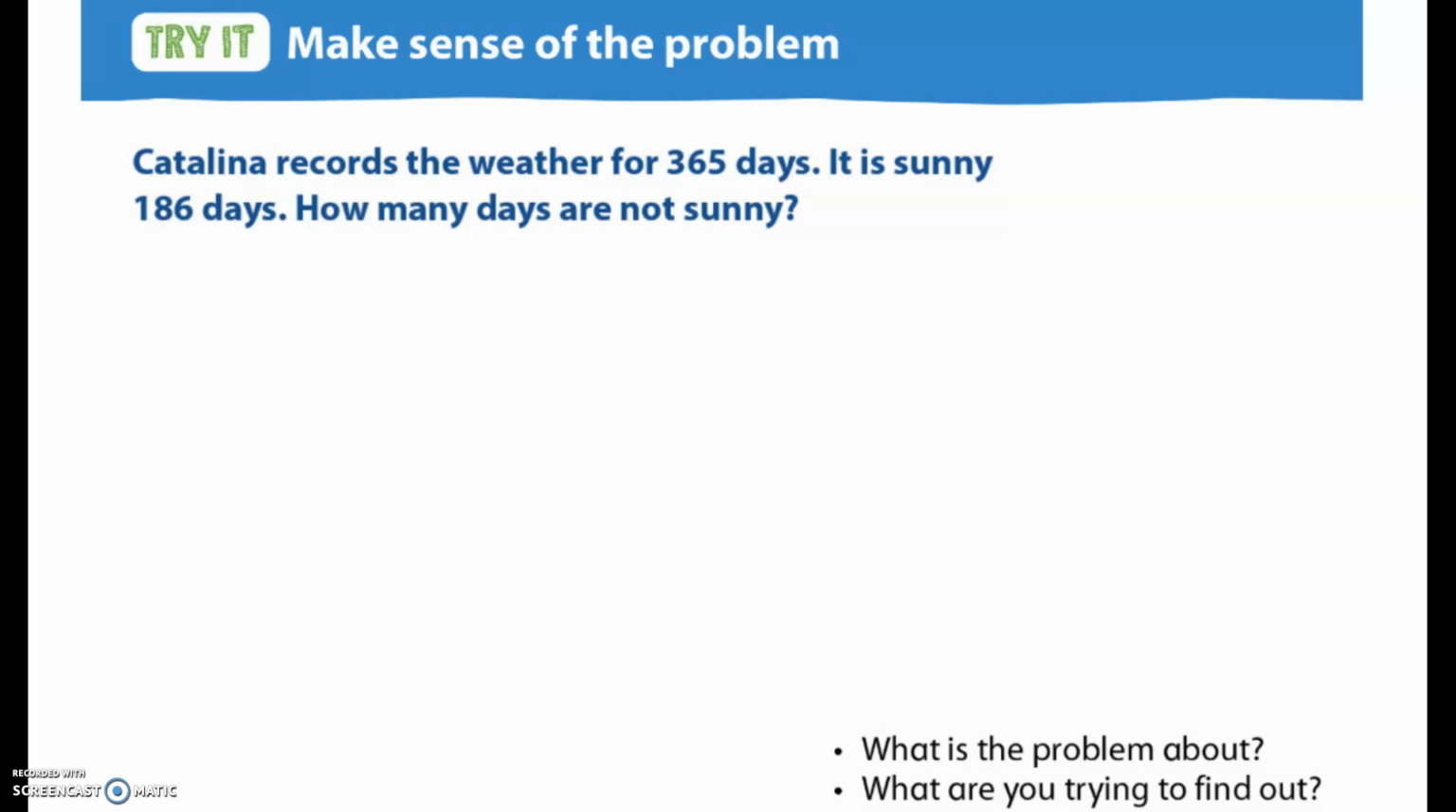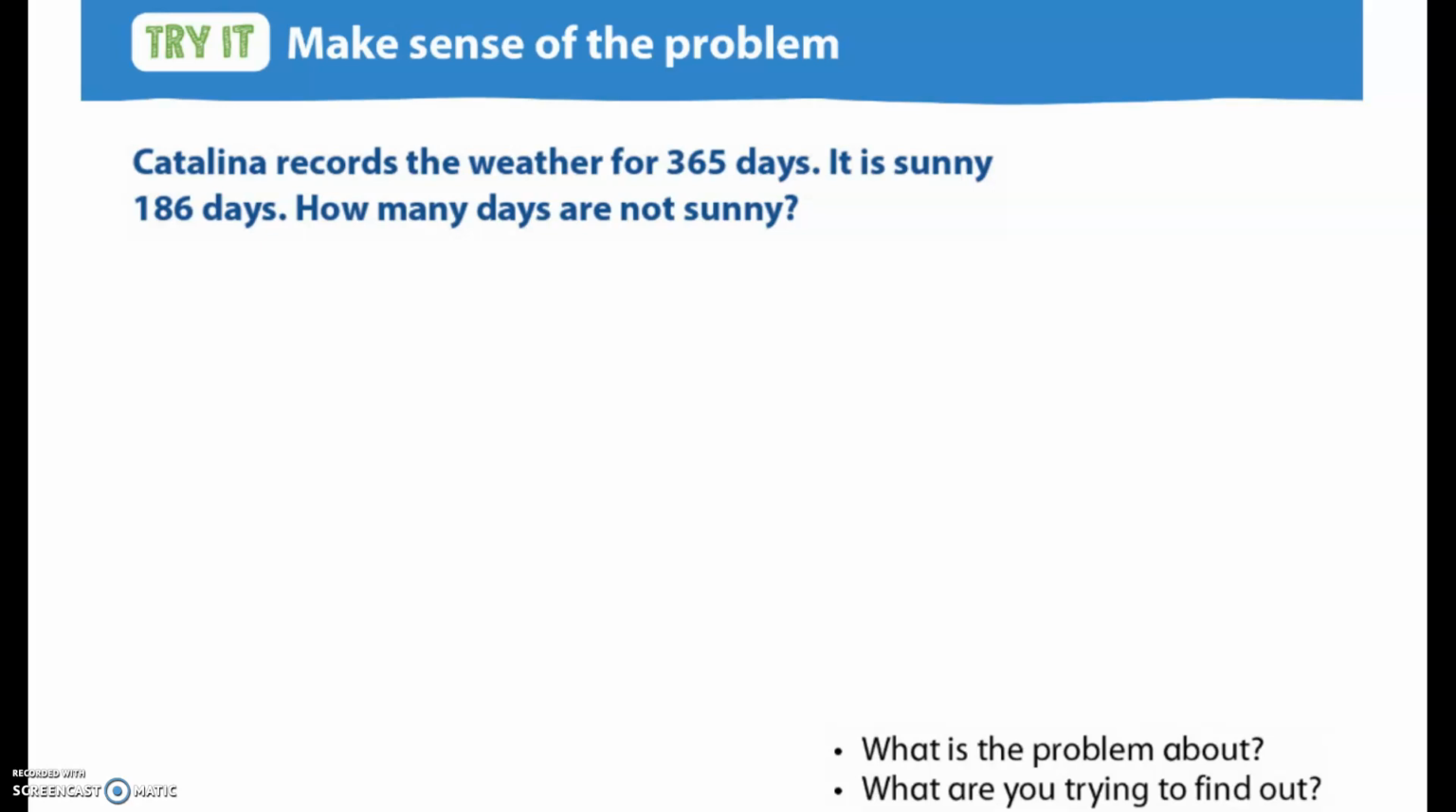Okay, you should have tried this problem on page 53 before you started this lesson today. So let's first talk about what the problem's about. We need to read it. It says Catalina records the weather for 365 days. It is sunny 186 days. How many days are not sunny?